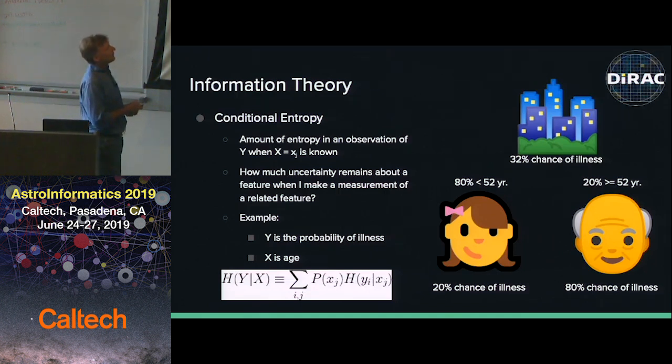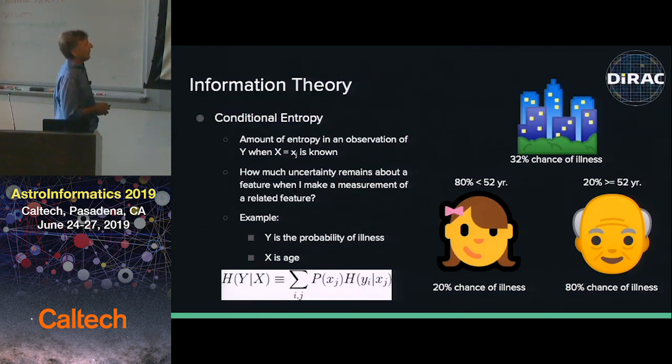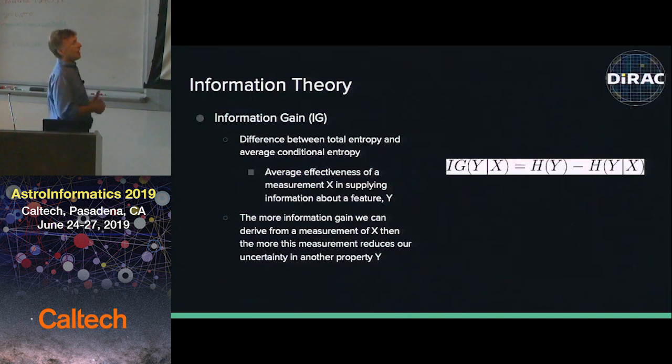So if we split this into 2 halves, and it turns out that there's a 20% chance of being sick if you're under 52 and an 80% chance of being sick if you're over 52, then if I take a measurement, which is to ask your age, I get an improvement in my ability to make these predictions. In this case, we're looking at the conditional entropy, which is the probability of the illness given the age.